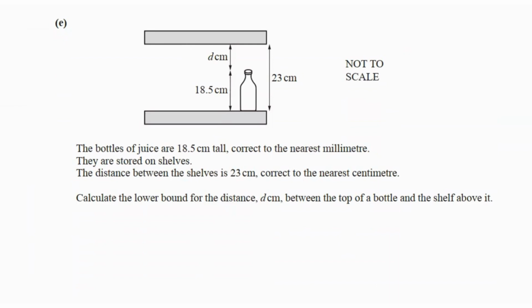So, the bottle of juice is 18.5 centimeters, correct to the nearest millimeter. So, we know that 1 millimeter is equal to 1 over 10 centimeters. So let's first divide the degree of accuracy, which is 0.1 over here. We divide the degree of accuracy by 2.